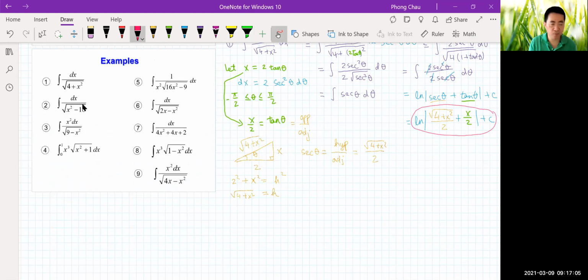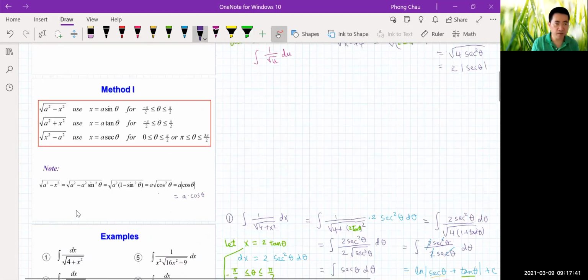dx over root x squared minus 16. Okay. Now for number 2, you can see the writing here with dx at the top, which is never my favorite. It's the same as 1 over square root of x squared minus 16 dx. Okay. Now, what choices do we have?